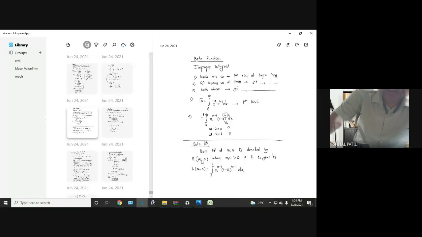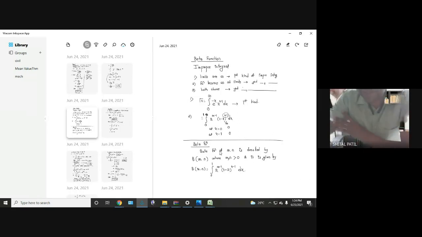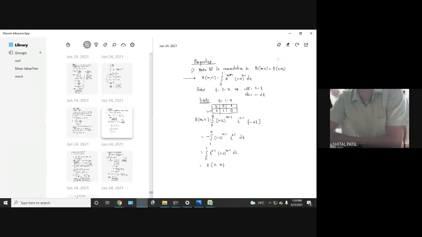And then we started with a new topic, the beta function. So what is the beta function? The beta function of m, n is denoted by beta m, n, where m and n are greater than 0, and it is given by beta m comma n equals the integral from 0 to 1 of x raised to m minus 1 times 1 minus x raised to n minus 1, dx. Then we started with different properties of the beta function. The beta function is commutative, that is beta m, n is always equal to beta n, m. This was the first property.